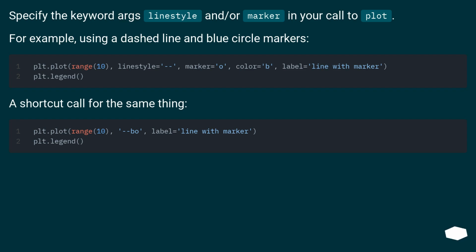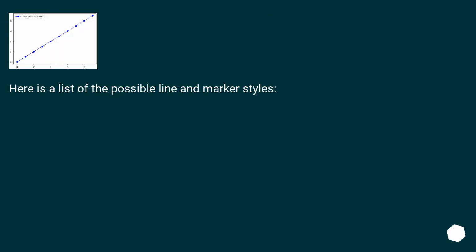Specify the keyword args linestyle and/or marker in your call to plot. For example, using a dashed line and blue circle markers. A shortcut call for the same thing. Here is a list of the possible line and marker styles.